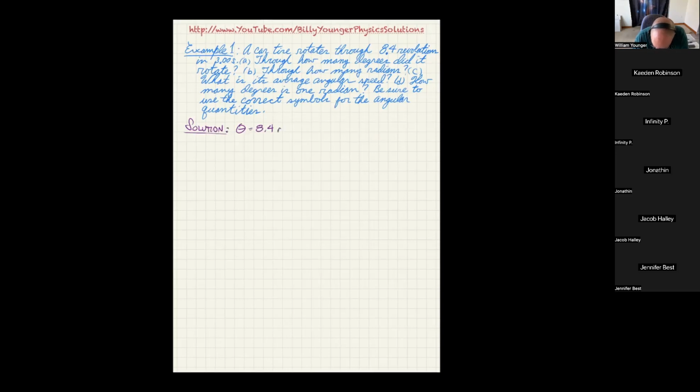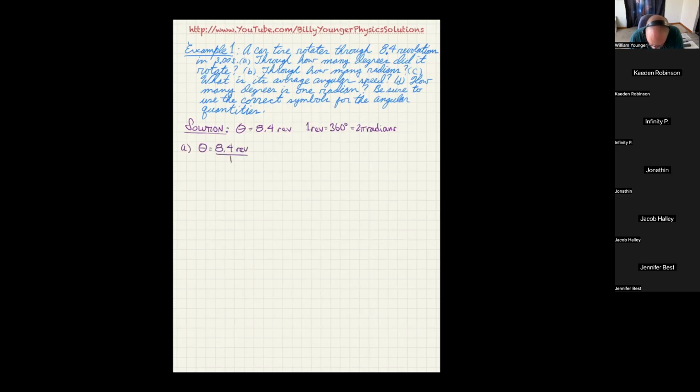So that's 8.4 revolutions. And I want to remind everybody that one revolution is equal to 360 degrees, or it equals 2 pi radians. So those are some numbers that we should know already and hopefully know, but just in case, I wanted to go ahead and put them out here. So for part A, they're wanting to know through how many degrees did it rotate. So we're going to say A, theta equals 8.4 revolutions.